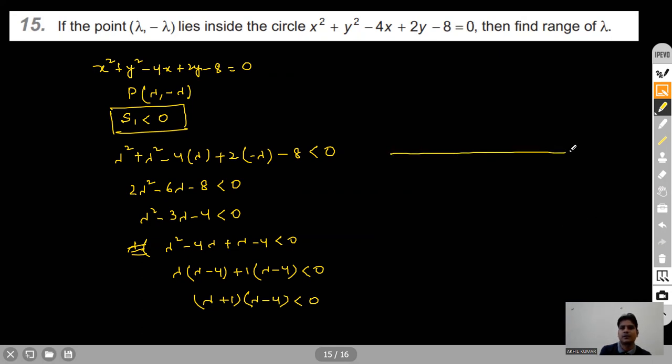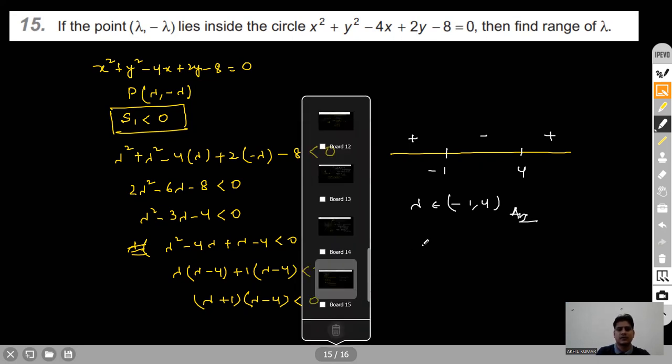So let's plot it on the number line. The critical points are minus 1 and 4. Values of lambda greater than 4 will give a positive sign, between them a negative sign, and values less than minus 1 will give a positive sign, right? Since we need less than 0, lambda should lie between minus 1 and 4. This is our answer. I think we are done with this chapter. Okay, one more question is there.